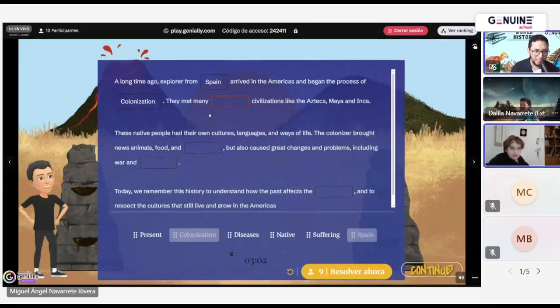They met the natives. Many native civilizations like Aztecs, Mayas, and Inca. These native people had their own culture, language, and ways of life. The colonizer brought new animals, food, and diseases.